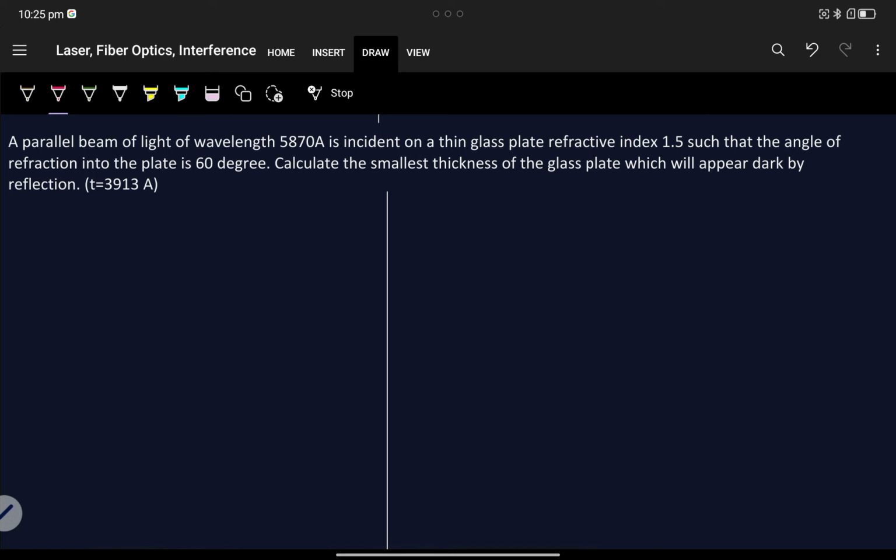A parallel beam of light of wavelength incident on a thin glass plate. So we have given wavelength is 5870 Angstrom. Refractive index is given 1.5. Angle of refraction r is given 60 degree. Calculate the smallest thickness. So we need to calculate smallest thickness.